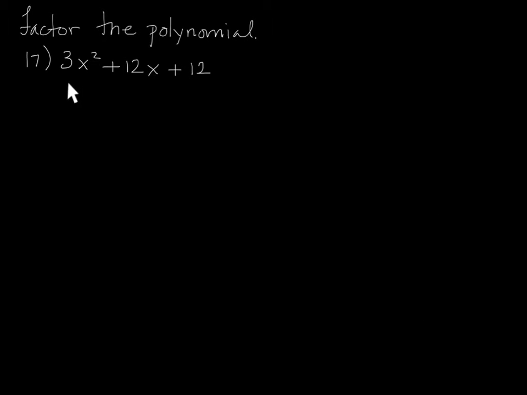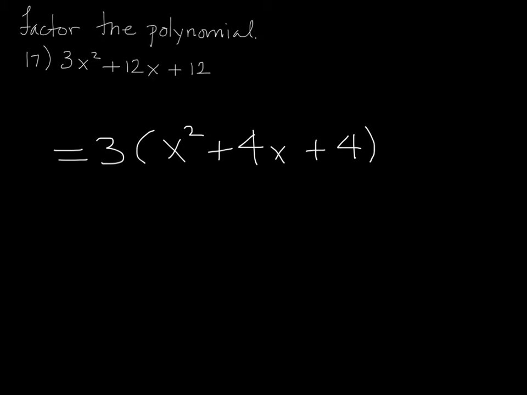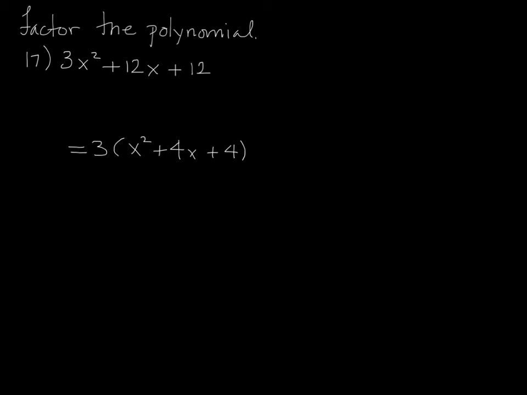In problem 17, we want to factor the polynomial 3x squared plus 12x plus 12. The first thing to notice is that each of the terms, the 3x squared, the 12x, and the 12, are all divisible by 3. So we should first start by factoring out a 3, which should leave us with an x squared inside plus 4x plus 4. And now we need to factor the x squared plus 4x plus 4 if it's possible.